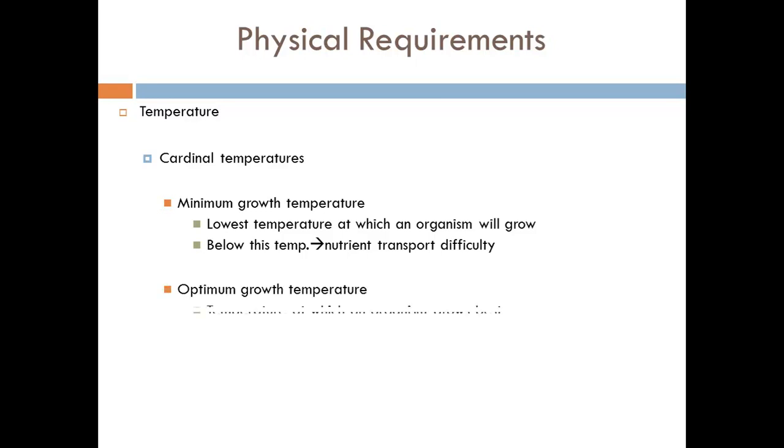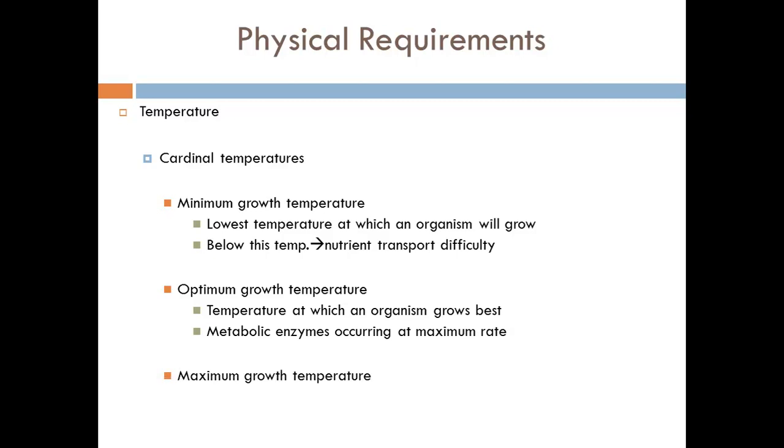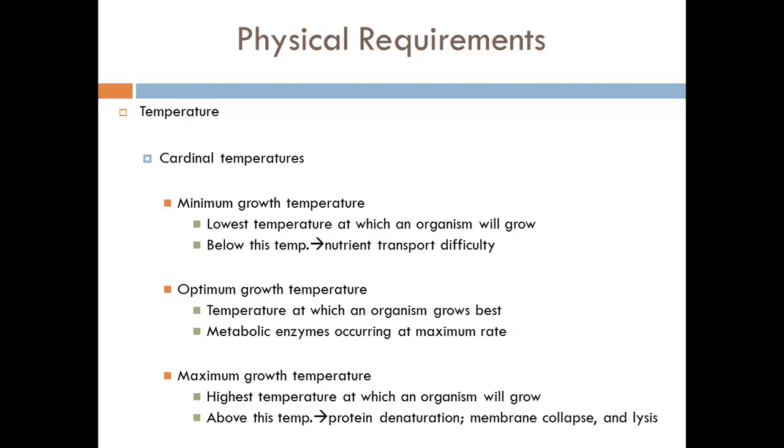Optimum growth temperature is the temperature at which an organism grows best, at which it grows most rapidly. As the temperature rises, chemical and enzymatic reactions in the cell proceed at more rapid rates and growth becomes faster. Maximum growth temperature is the highest temperature at which an organism will grow. Above this temperature will lead to protein denaturation, membrane collapse, and lysis. That means that the organism will die.